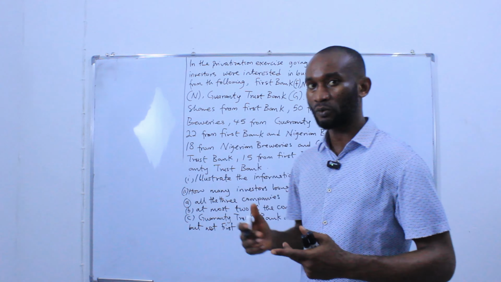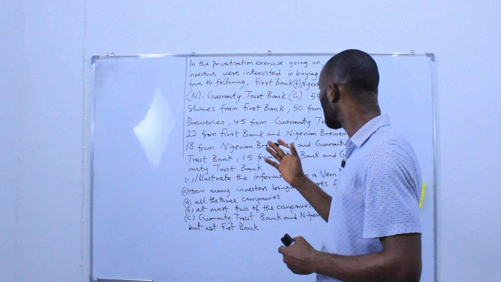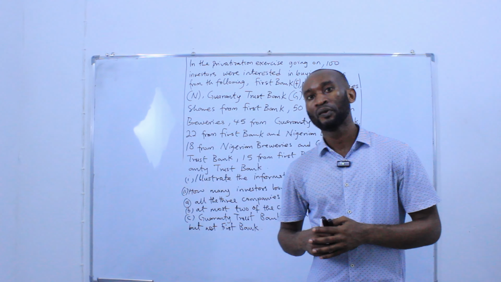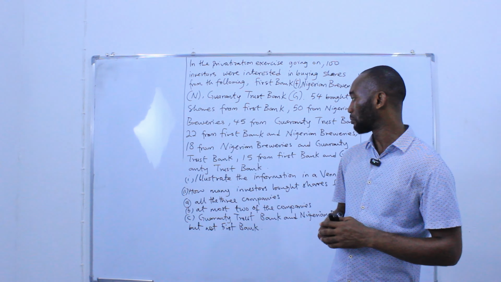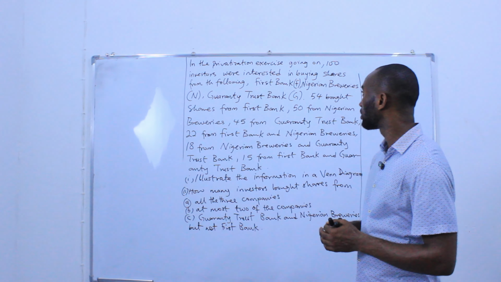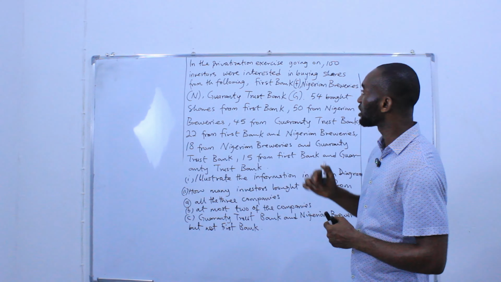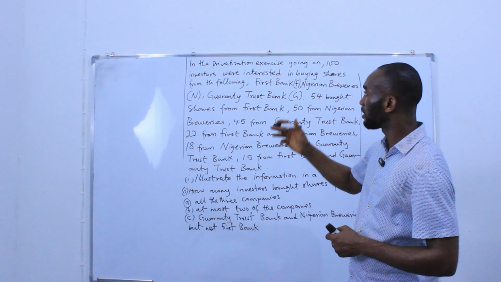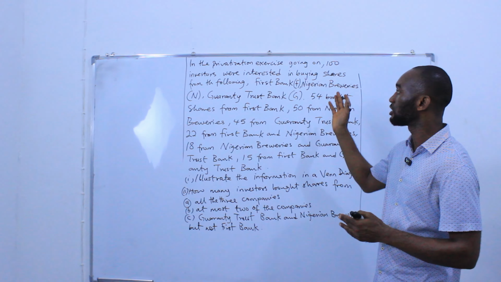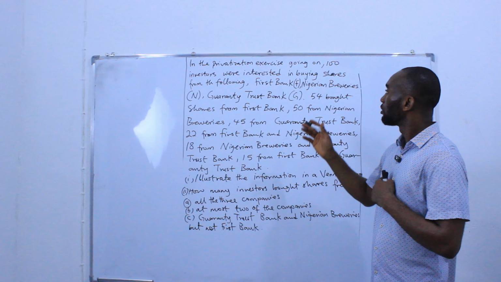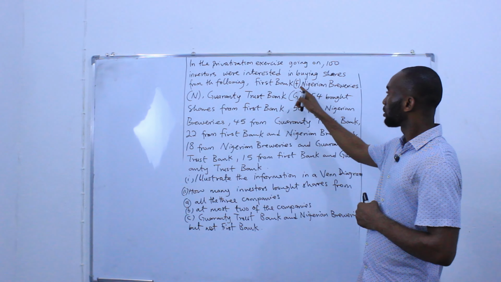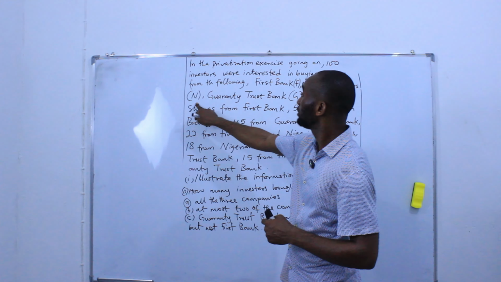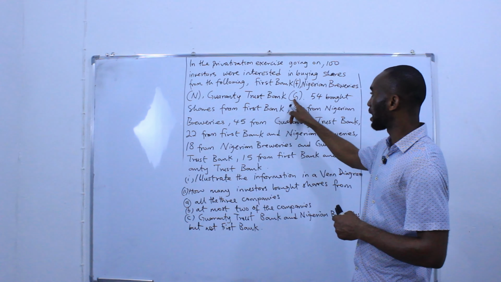We are going to look at the question we have here under sets, application of three sets problem. Under this, we have an example. The example says the privatization exercise going on. 100 investors were interested in buying shares from the following: First Bank, represented by F, Nigerian Breweries, represented by N, Guaranty Trust Bank, represented by the letter G.